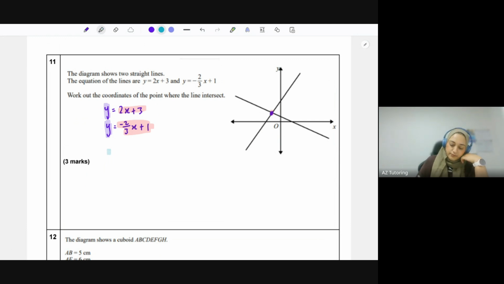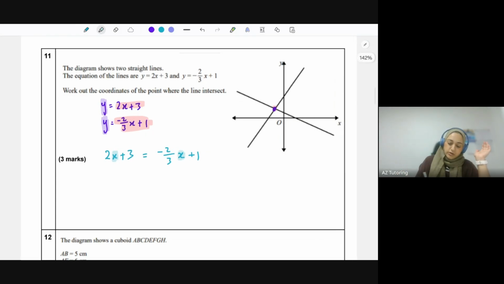So I can say 2x plus 3 equals minus 2/3 x plus 1. And remember, with simultaneous equation questions, we just need to have one letter, and we do have just one letter. We've got x's, no y's, that's it. So we can solve this. So how do we solve this? Well, bring all the x's to one side and bring all the numbers to one side. It's just a linear equation.